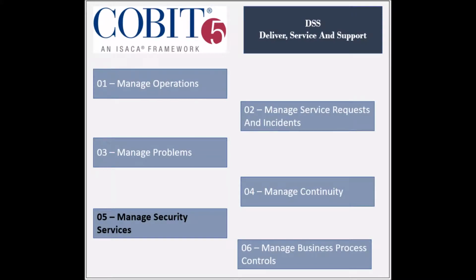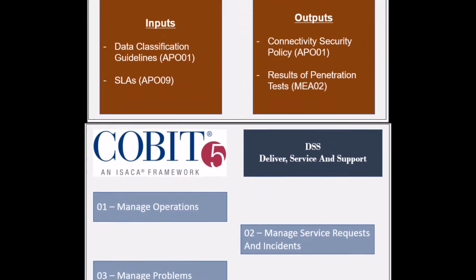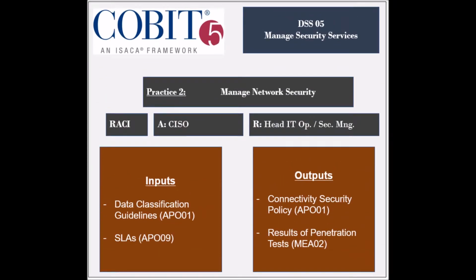The fifth process of the deliver service and support domain, called Manage Security Services, has 7 practices. The second practice is to manage the network security. The entities responsible are the head of IT development, the head of IT operations, and the information security manager. The entity that is held accountable is the Chief Information Security Officer.